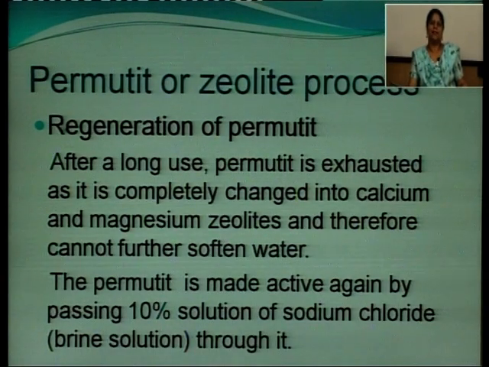Now, in this slide we are giving the process of regeneration of permutate. As I have already told you, after a long use permutate is exhausted and completely changed into calcium and magnesium zeolite, then it will not be able to soften water further. In this case, the permutate is made active again by passing 10% solution of sodium chloride through it. This solution is known as brine solution.